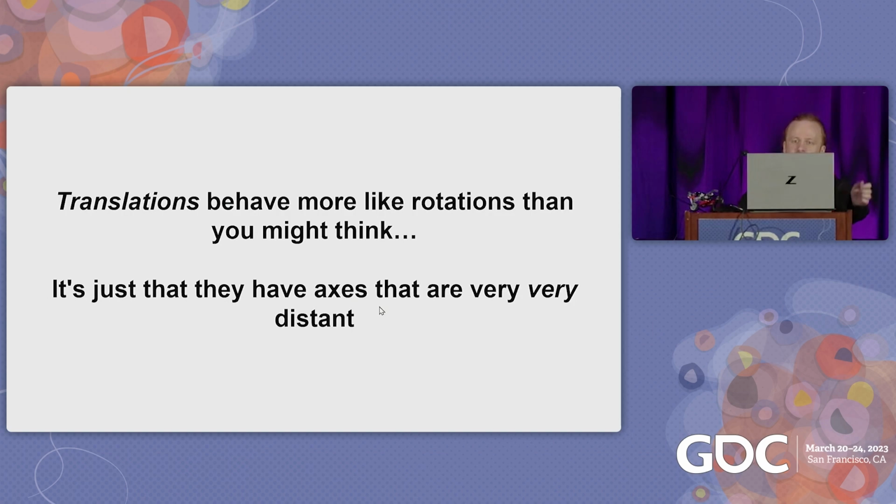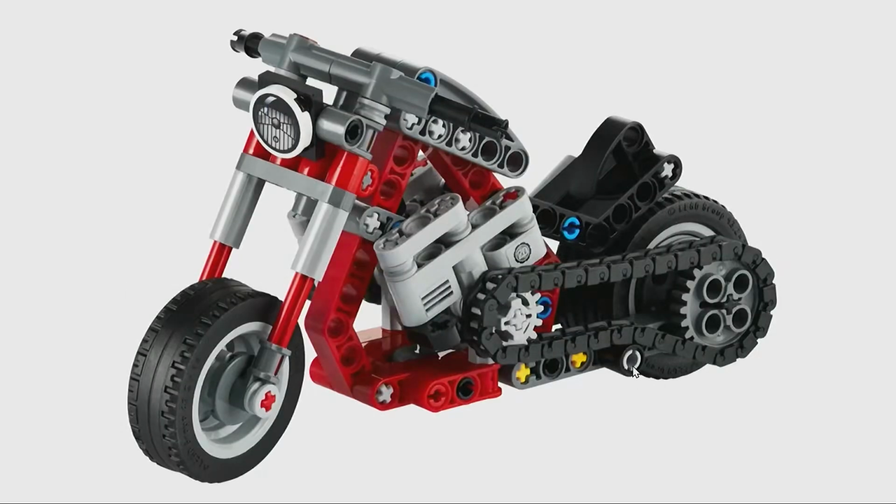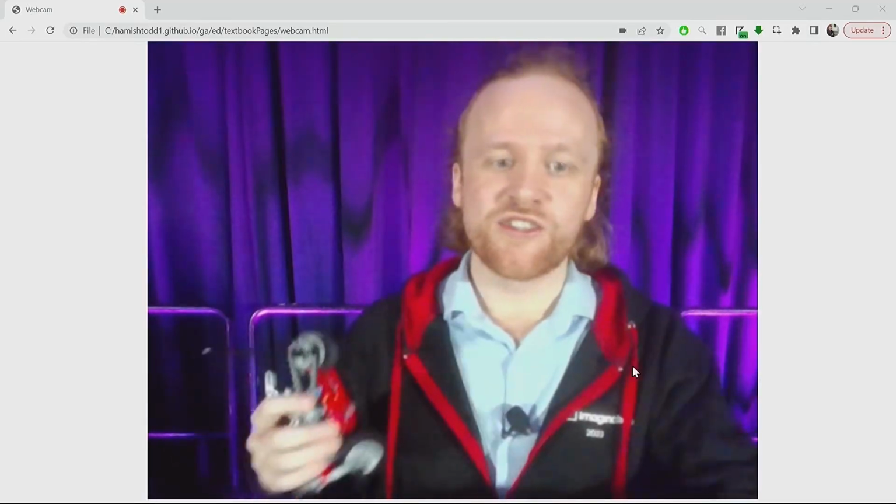Why do you care about these? Well, because translations behave more like rotations than you might think. If you've worked with 4x4 matrices all your life, then you might not have seen this before, but translations behave just like rotations, except with axes. Their axes are very, very distant. In fact, their axes are infinitely far away. So let me show you what I mean by this with another little toy.